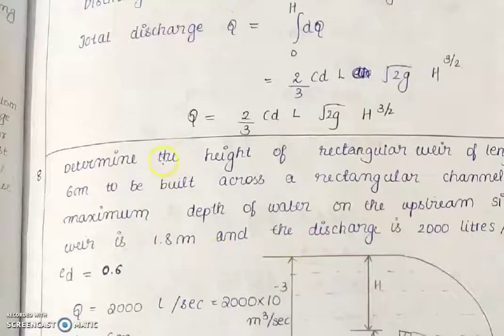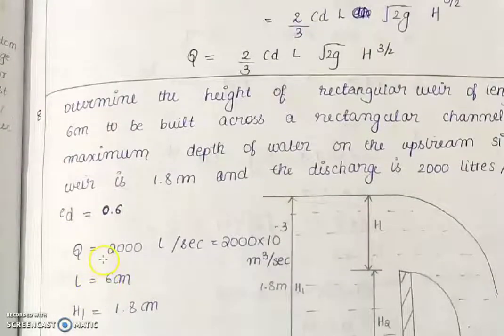We'll come to one example. Determine the height of a rectangular weir of length 6 meters to be built across a rectangular channel. The maximum depth of water on the upstream side of the weir is 1.8 meter, and the discharge is 2000 liters per second, and Cd is given.